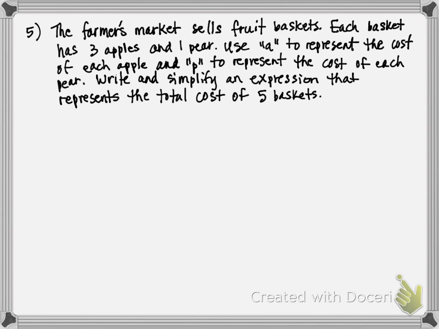So we got a lot of words here, so let's kind of nail down what's the most important. So first thing is it talks about each basket has 3 apples and 1 pear. Then they define some variables for it. So A represents the cost of each apple, and P represents the cost of each pear. And the last thing that it tells us is that it wants us to represent the total cost of 5 baskets. Okay? So let's figure out what it costs for one basket.